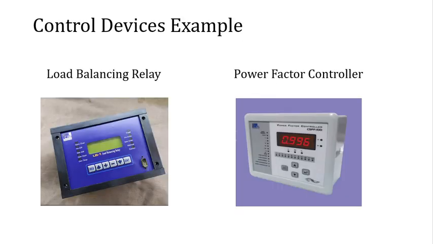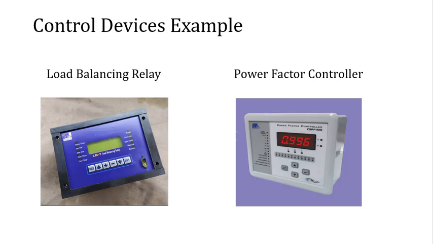So the next actionable area is control. Let us have a look at control. I will start with two examples depicted in the center. One is a load balancing relay and the other one is a power factor controller. A load balancing relay is a controller used with multiple generators running in parallel. The basic idea is to ensure that generators running in parallel share the load in proportion to their capacities.